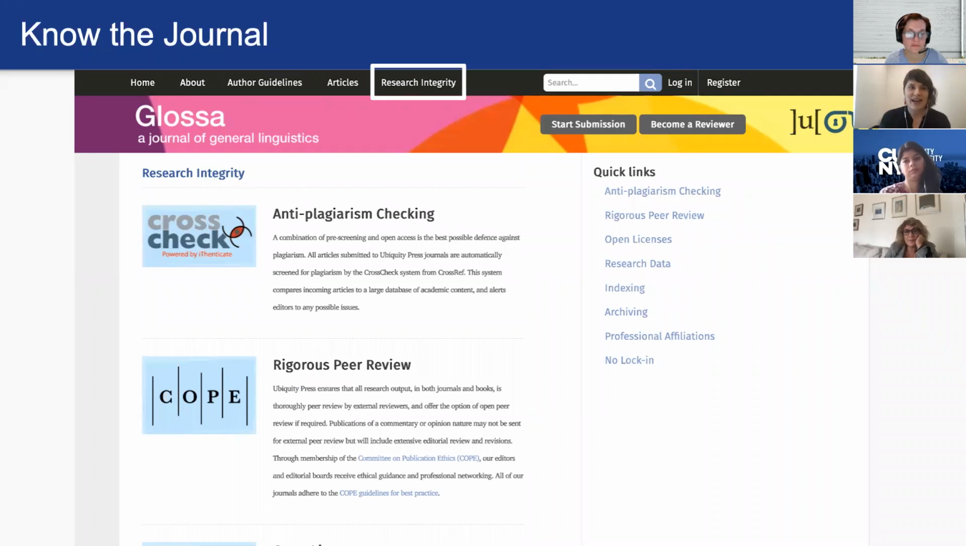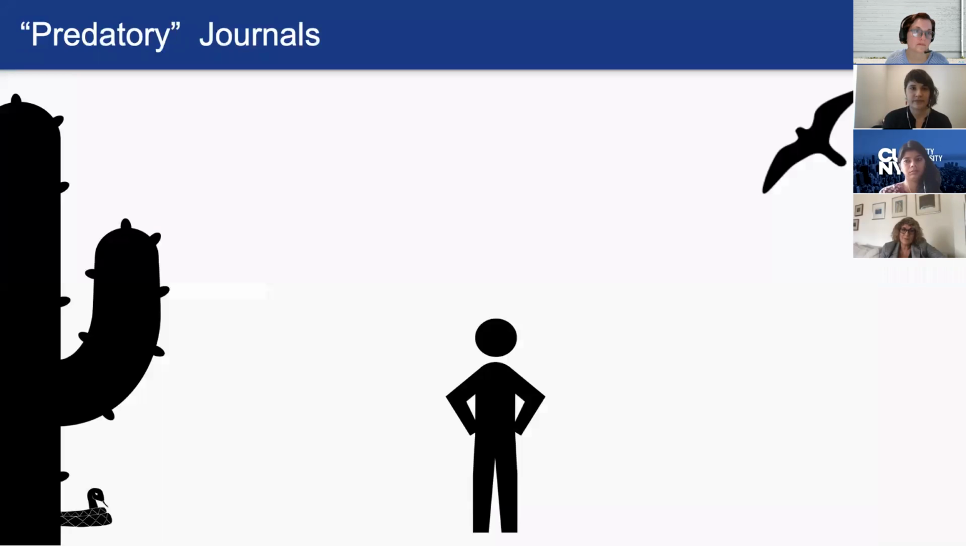Glossa is truly exceptional in that it actually goes a bit further into the steps it takes to maintain the integrity of the research it publishes, right? Adhering to best practices in terms of transparent peer review processes and other ethical standards established by the scholarly publishing community, right? Familiarizing oneself with the journal and its practices is essential.